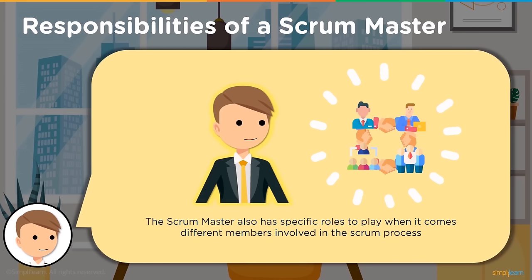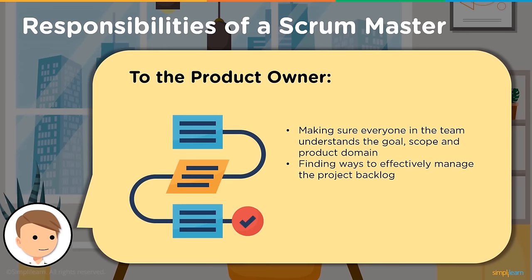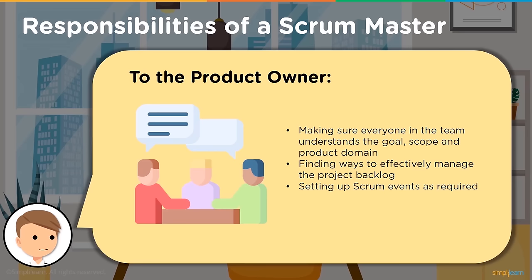Now, let's have a look at the Scrum Master's responsibilities to the product owner. The Scrum Master makes sure the goals, scope, and product domain are understood by everyone in the team. The Scrum Master needs to find a way to effectively manage the product backlog. This helps the Scrum team understand why their product backlog needs to be clear and concise. The Scrum Master needs to ensure the product backlog is arranged properly and to facilitate Scrum events like sprint retrospectives, sprint planning sessions, and daily Scrum events.